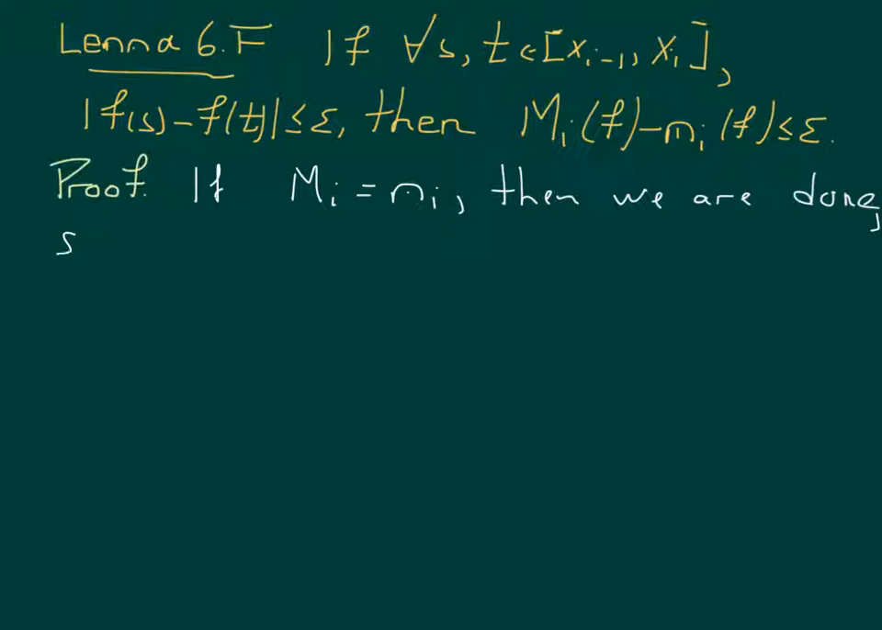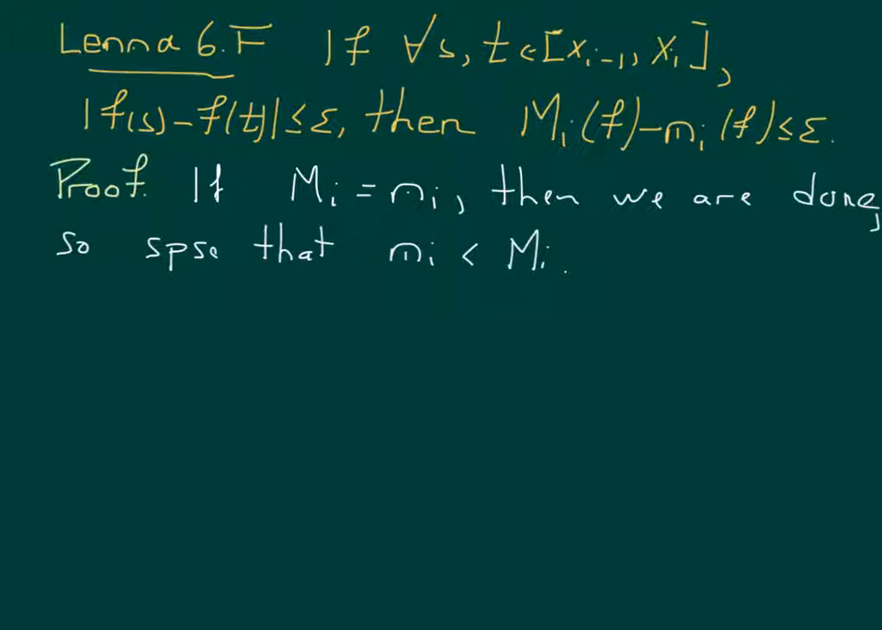So we'll suppose that little m sub I is strictly less than capital M sub I. Remember, little m sub I is the infimum of all values that f takes over the ith subinterval. Capital M sub I is the sup of all values that f takes over the ith subinterval. So little m sub I is always at least less than or equal to capital M sub I. And so, if they're not equal, we have this.